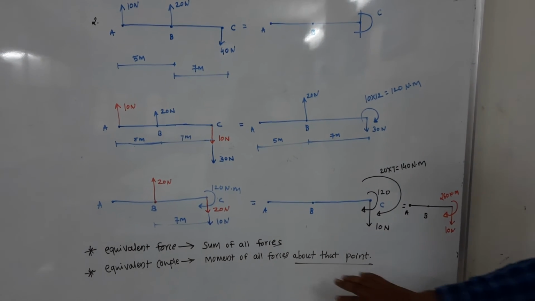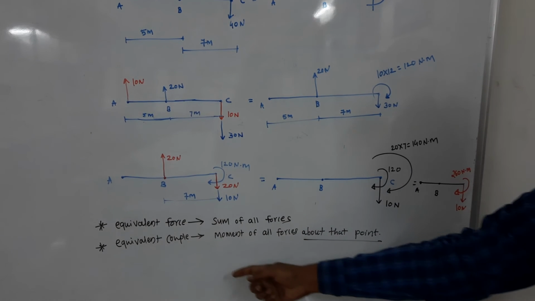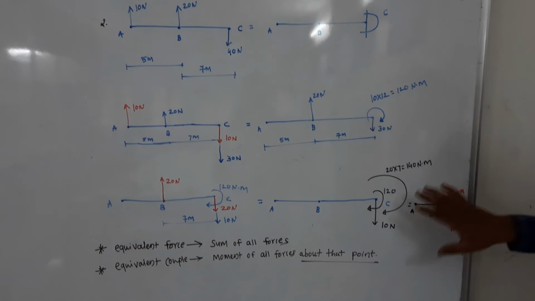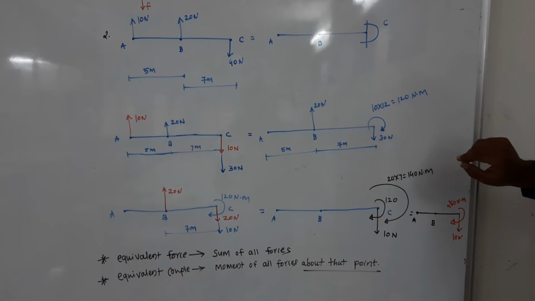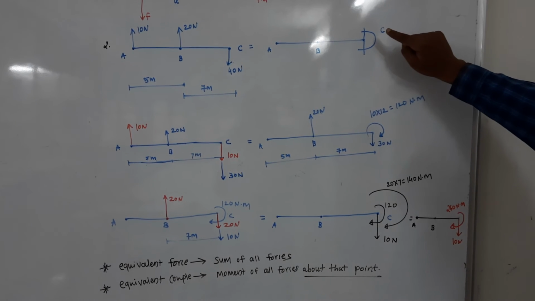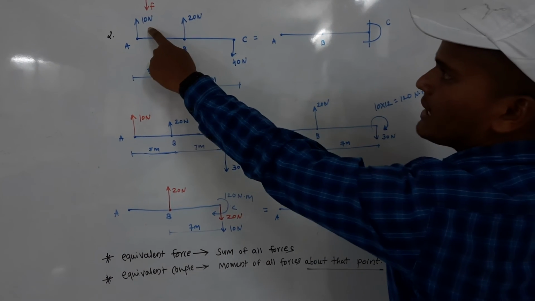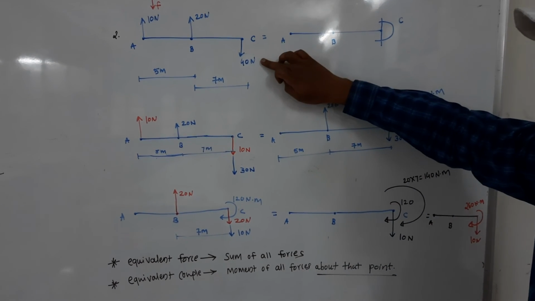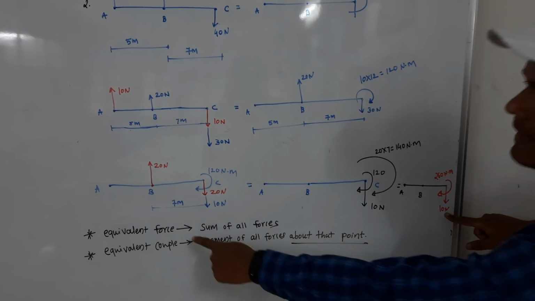So in short, for the equivalent force, we have to take the summation of all forces, and for the equivalent couple, we have to take the moment of all forces about that point. For example, let us consider this one. If I am interested in the equivalent force couple system at point C, I have to take the algebraic sum of all forces. So this plus 10 plus 20, that is equal to plus 30, minus 40, means our resultant will be minus 10. So this is the equivalent force.